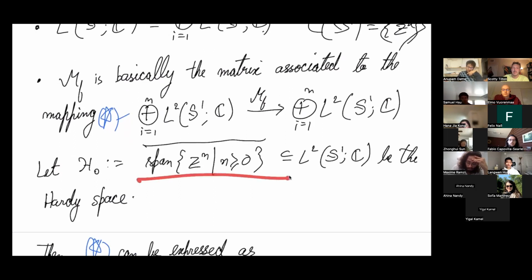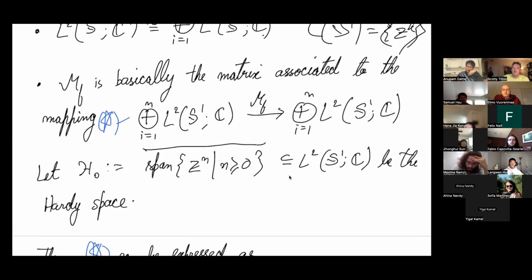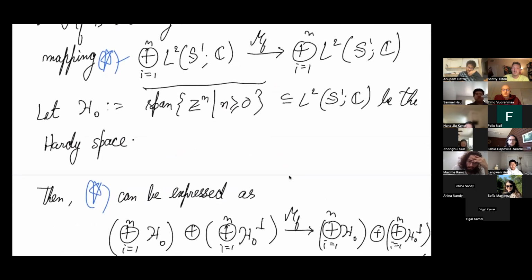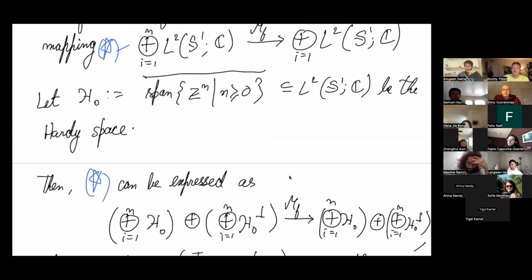But if you just focus on the polynomials, which are again a nice subalgebra of the space of continuous functions, and if you take its closure, then this space is nice and it has a name. It is called the Hardy space, and we want to restrict our operator M_F somehow to the Hardy space. And how you do it is you can write your L2(S1, C) as H0 direct sum H0 perp. Recall that the orthogonal complement of H0 is going to be nothing but the span of z^n where n is less than 0.